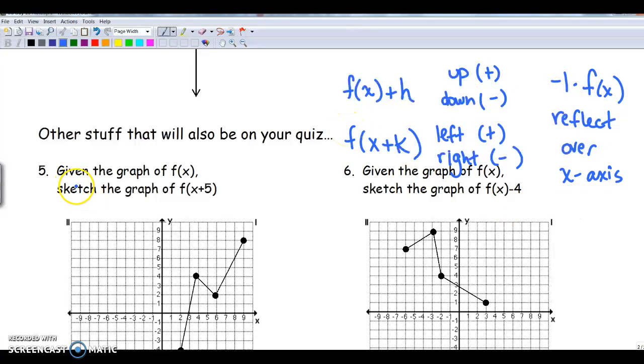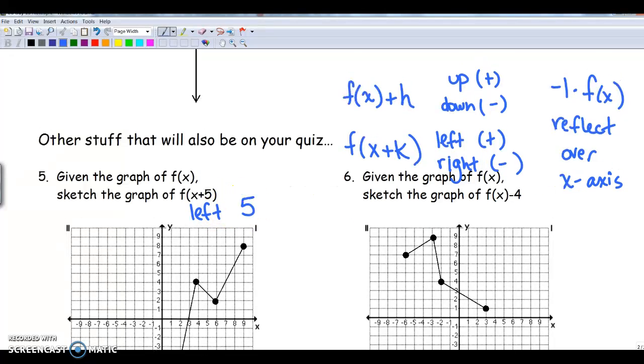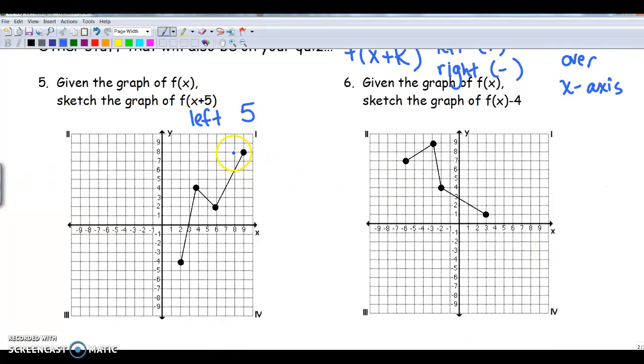So like in number 5 here, you'll notice it's got f of x plus 5. You'll notice the plus 5 is inside the parentheses, so it's going to be moving left or right. Since it's a plus 5, that means it's going to move left 5. So you're going to take your points and move them left 1, 2, 3, 4, 5, left 5, and left 5. And then connect the dots in the same order as they were drawn originally.